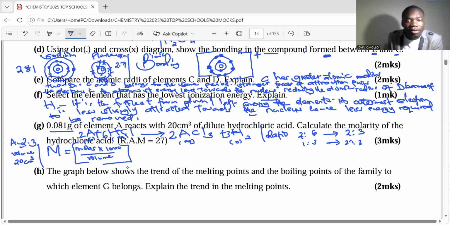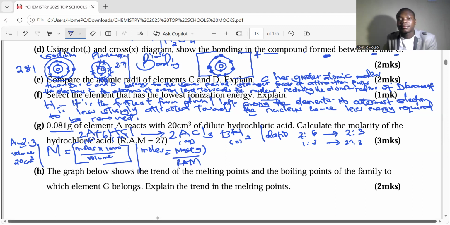Calculate the molarity. So let's go. We have not yet gotten the moles. So how do we find moles? Moles is equal to mass in grams over relative atomic mass.